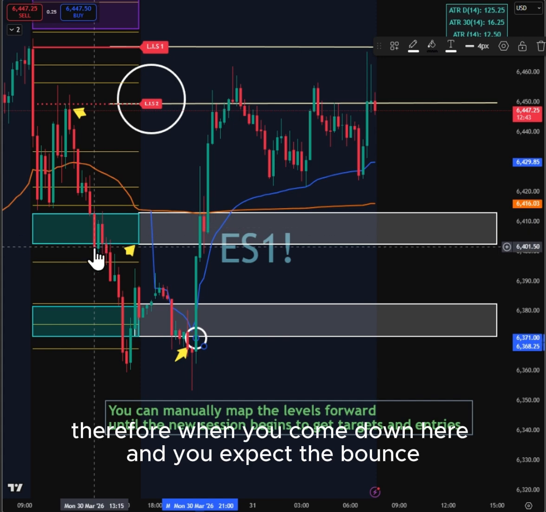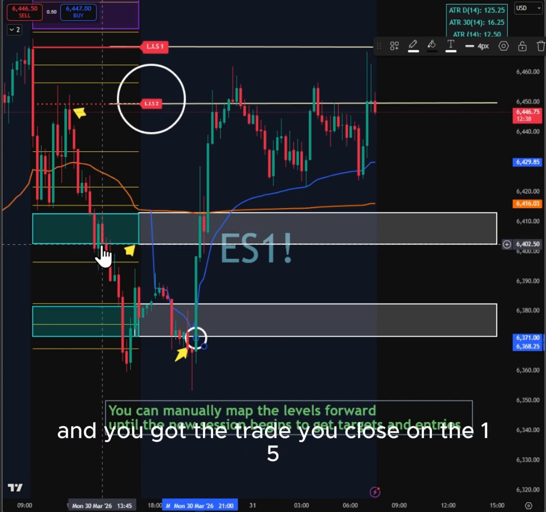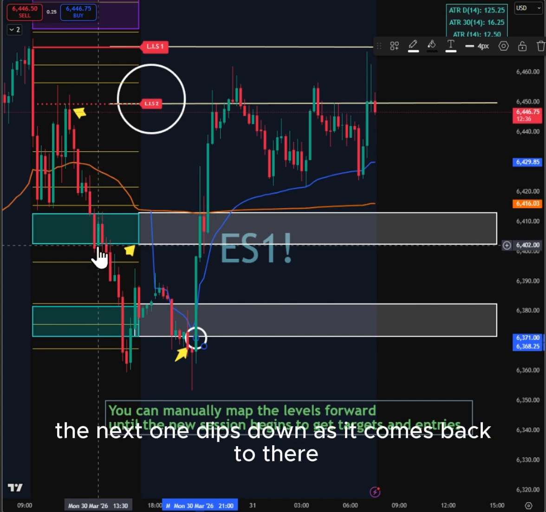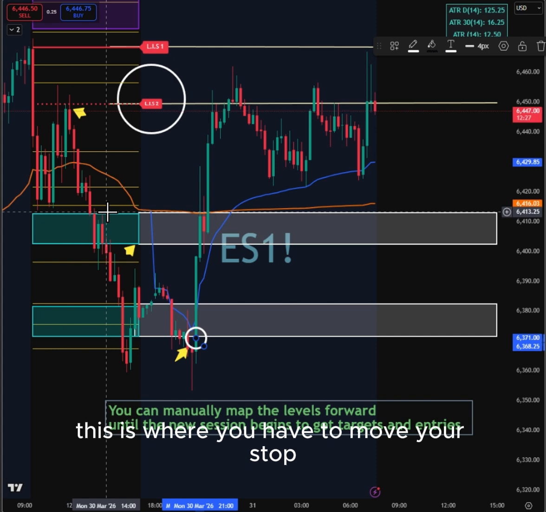Therefore, when you come down here and you expect the bounce, you would enter right here where my cursor is, and you got the trade. You close on the 15, the next one dips down. As it comes back to there, you enter, and you're taking it level from this edge to that edge. This is where you have to move your stop, right?